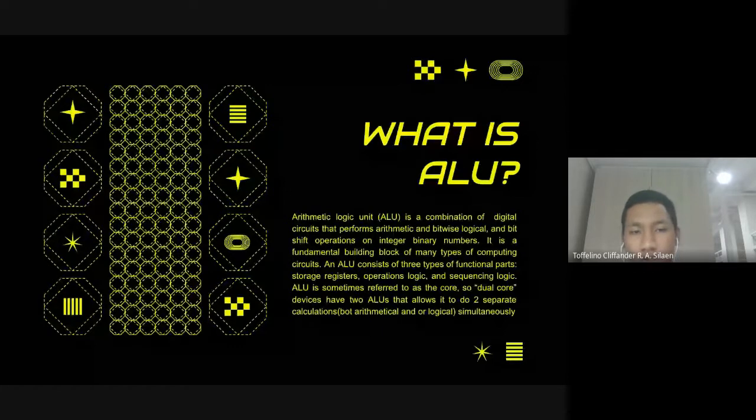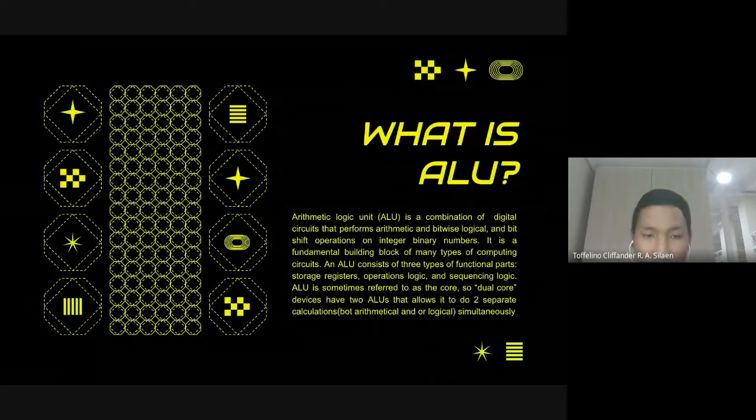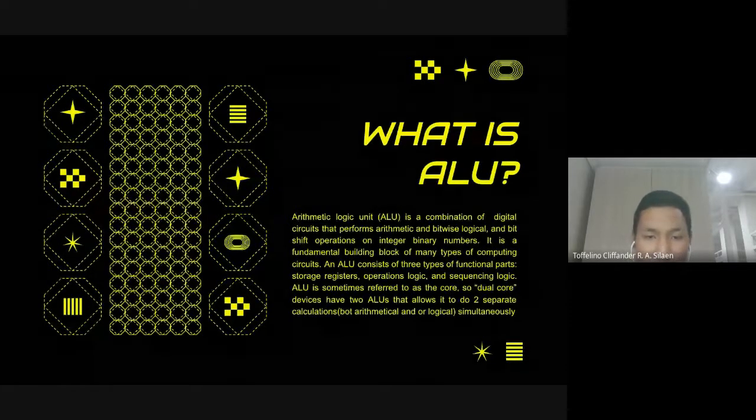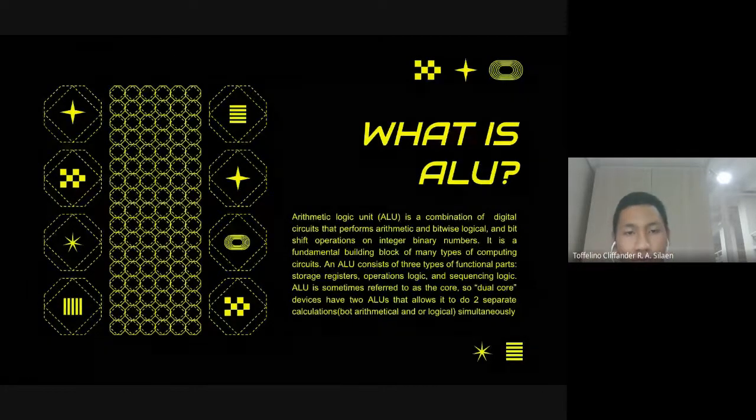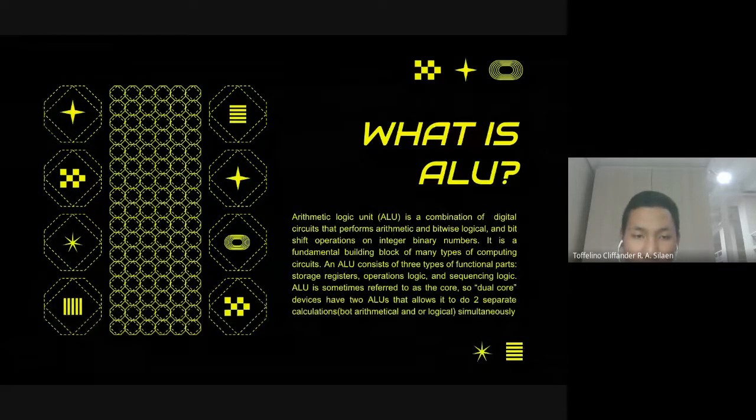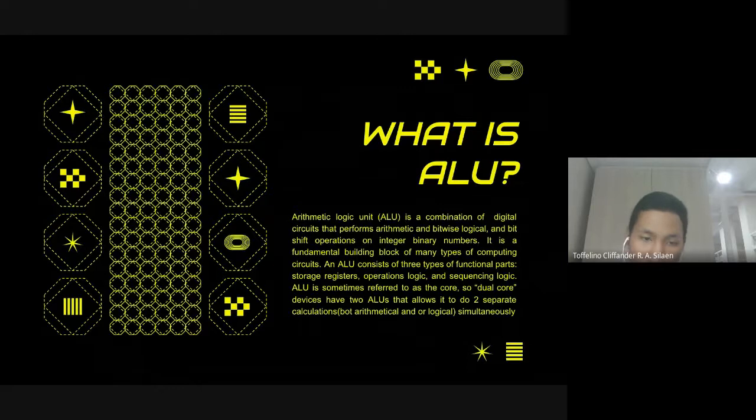ALU itself consists of three types of functional parts, which are storage registers, operations logic, and sequencing logic. Sometimes it is referred to as the core or dual core devices that have two ALUs that allows it to do two separate calculations, whether it is both arithmetical or logical simultaneously.